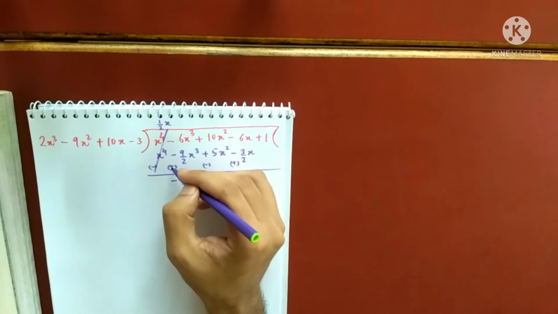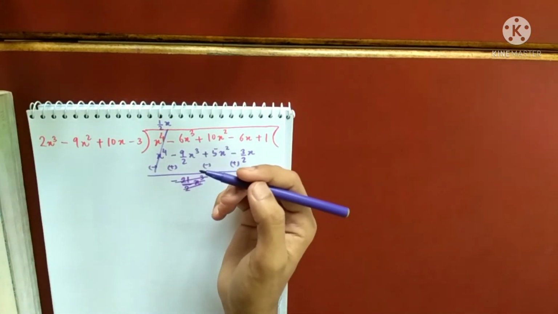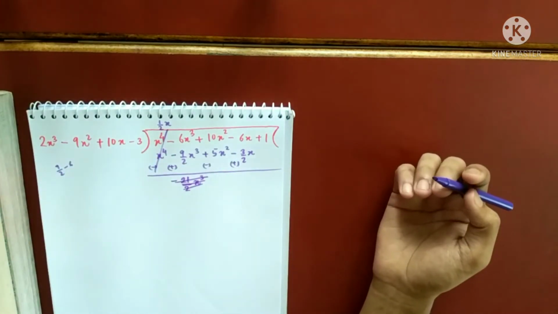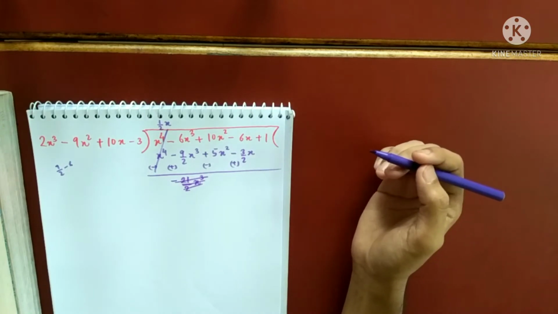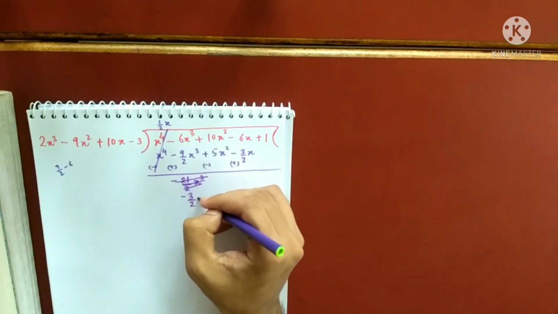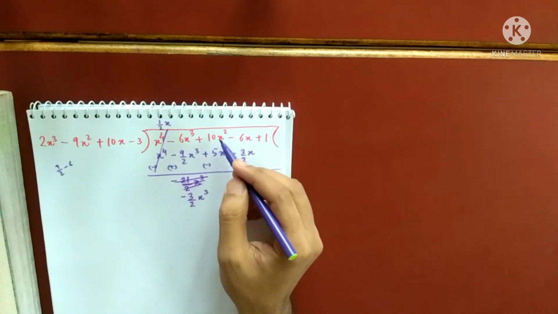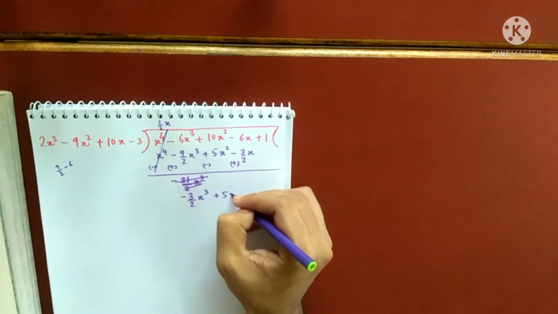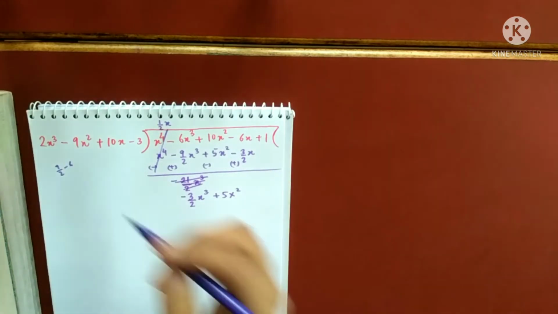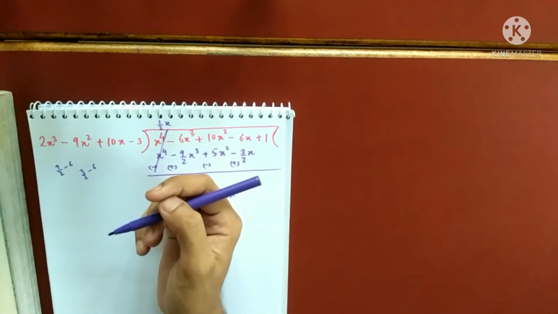x cube. Sorry, this is plus. So 9 by 2 minus 6, it will come in minus then, no? 9 by 2 minus 6, so 2 6 are 12, 9 minus 12 is minus, so minus 3 by 2. So this will become minus 3 by 2 x cube. What I have in this? 10x square minus 5x square is 5x square. And what is this? Again 3 by 2 minus 6. So this will become minus 12. 3 minus 12 minus 9 by 2.